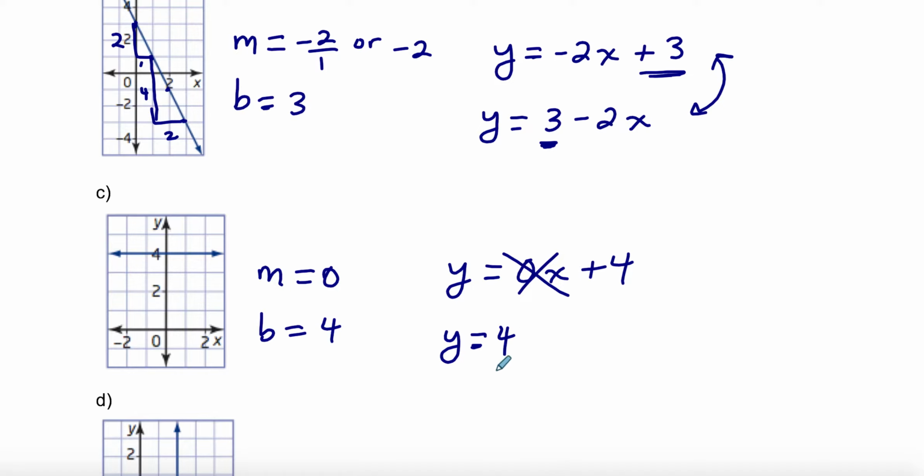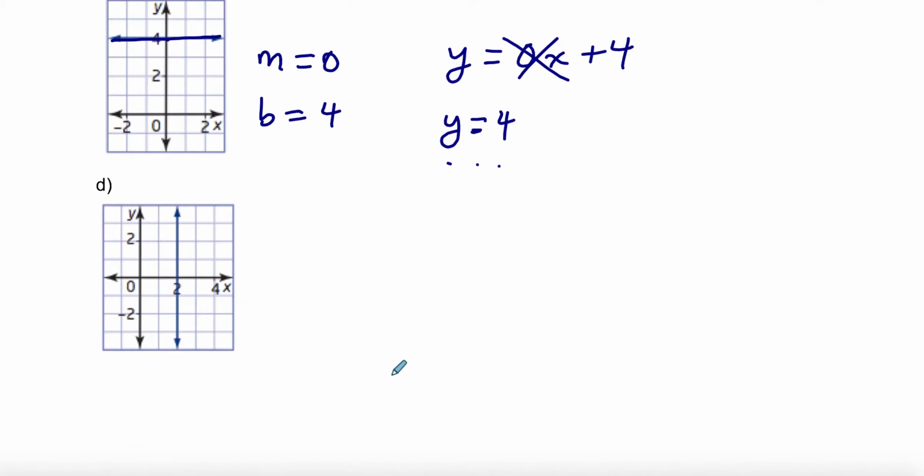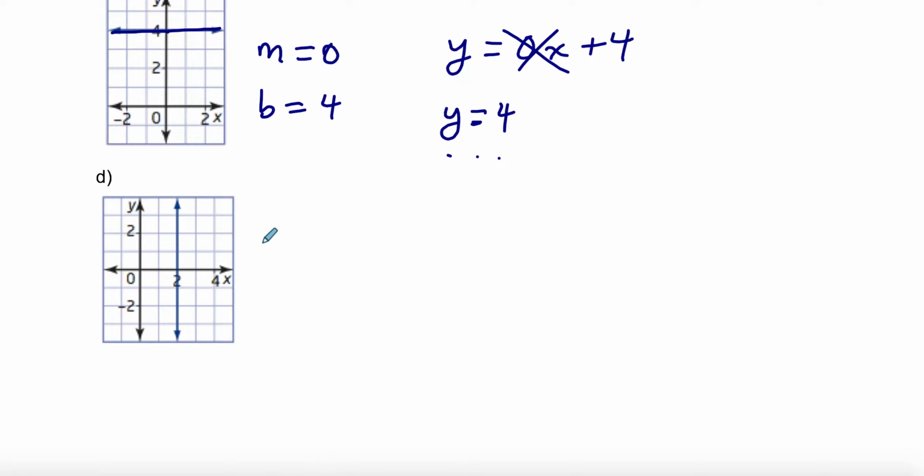Y equals 4, another way to think about that, y is always 4. No matter where you go, the y is 4. So this would be an equation for a horizontal line. Horizontal lines will just be y equals a number. When we look at a vertical line, we've talked about this before, how the slope is undefined.